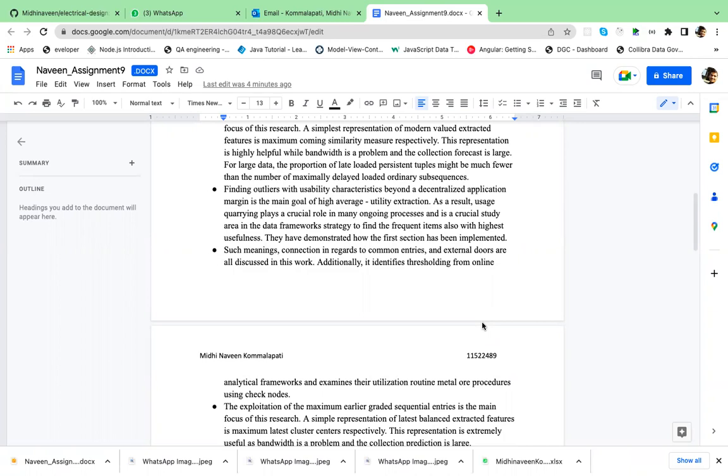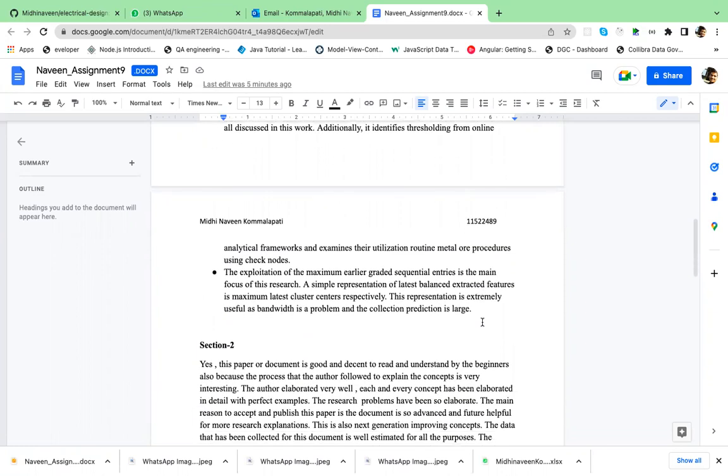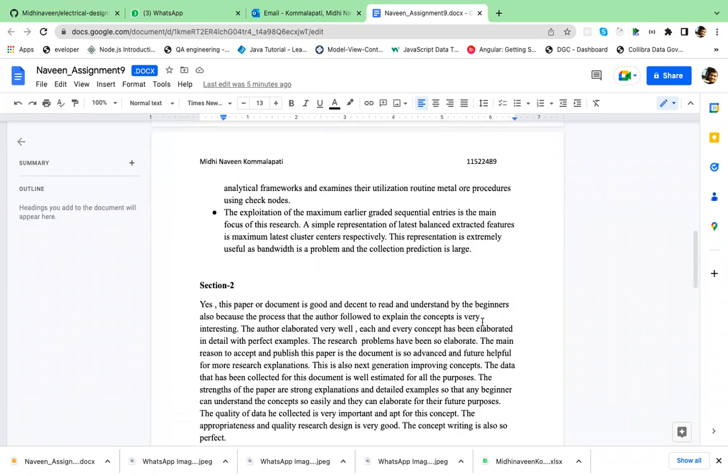They have demonstrated how the first section has been implemented. Such meanings, connections in regards to common entries and external doors are all discussed in this work. Additionally, it identifies thresholding from online analytical frameworks and examines their utilization, routine, mental, or procedures using check notes.